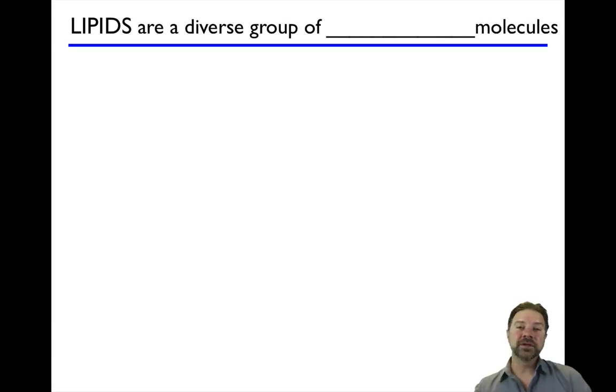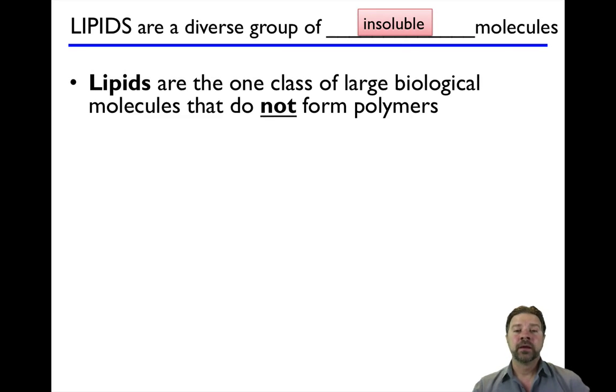Biomolecule class number 2, we have the lipids. Now, the lipids have a defining characteristic, which is this. They're a diverse group of insoluble molecules. What that means is they do not readily dissolve in water. Lipids are the only class of large biological molecules that do not form polymers. We mentioned that before, that monomers join other monomers. They form these big, elaborate, long chains of biomolecules. Lipids don't do that. They have a defined set of sizes that we find them in.